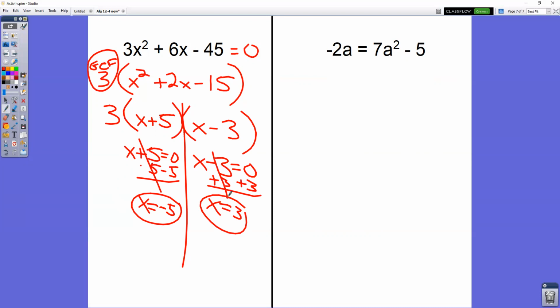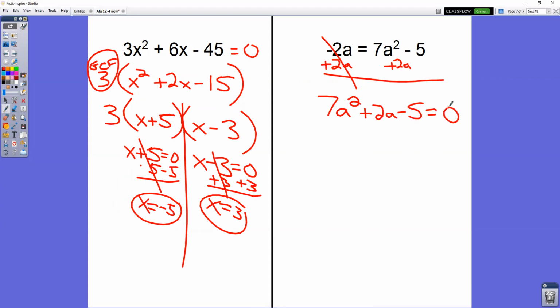In this last one, again, you want it equal to 0. Now, I wanted to put this one on here because it is a little bit different. We're going to get the 0 at the beginning of the problem by doing +2a and +2a. Just make sure that when you add the 2a over to the right-hand side, you're keeping it in standard form. So when we rewrite this, it would be 7a squared plus 2a minus 5 equals 0. Make sure that you put that plus 2a in the middle because it has to go in standard form, where your biggest exponent goes first, then your next, then your next.